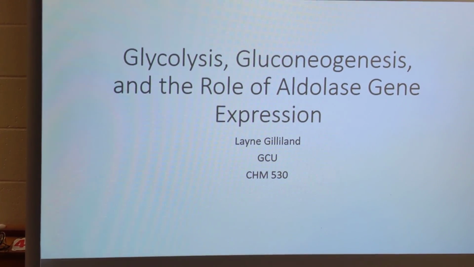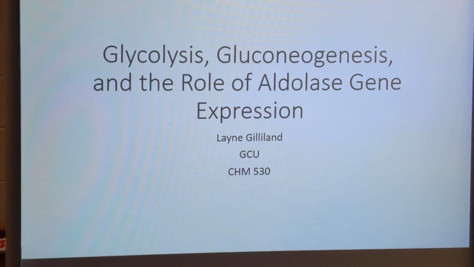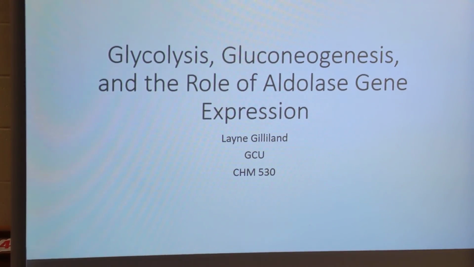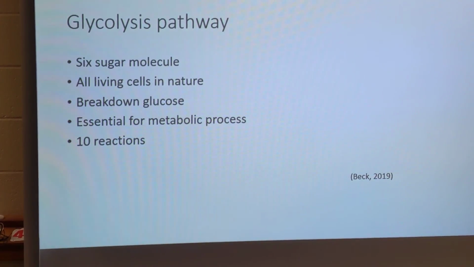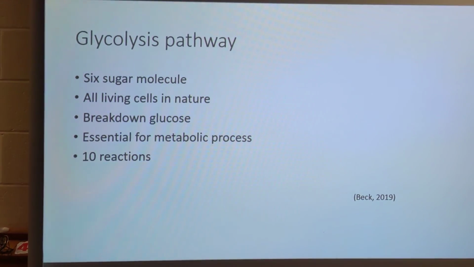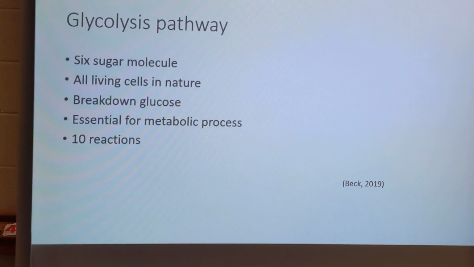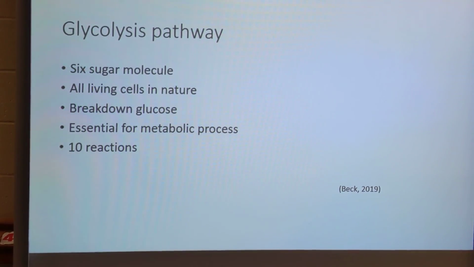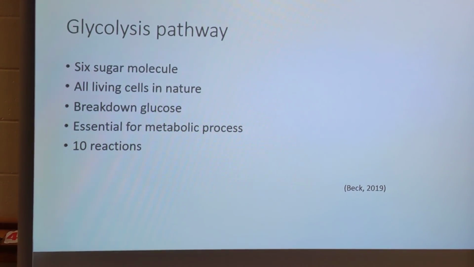Glycolysis, and the role of aldolase in gene expression. The glycolysis pathway starts with a 6 carbon sugar molecule, and all cells in nature use this. It is used to break down glucose, and it is essential for the metabolic process.